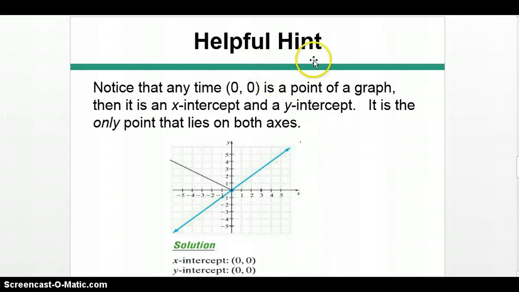Some helpful hints. Any time the origin is a point, it is both an x-intercept and a y-intercept. It is the only point that lies on both axes. So the x-intercept is the origin (0, 0) and the y-intercept is (0, 0).